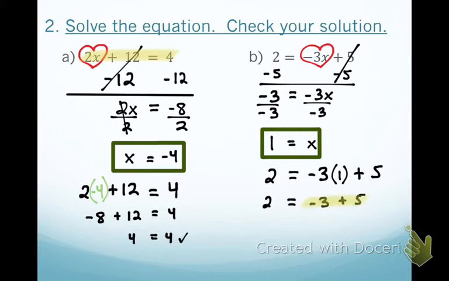Jace, let's focus on this side over here. What is negative 3 plus 5? Nope, same sign, add and keep, different signs, subtract and take. Okay, take the sign of the larger number. What's larger? Positive 2, very good. Class, does 2 equal 2? Yes. Give yourself a mini check mark because it did check out.